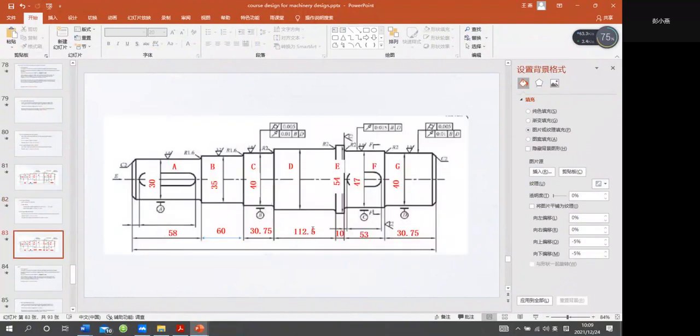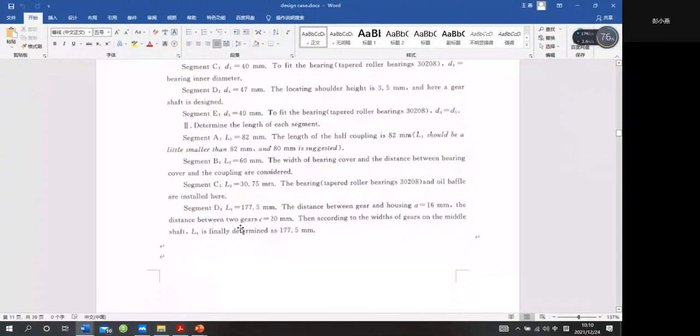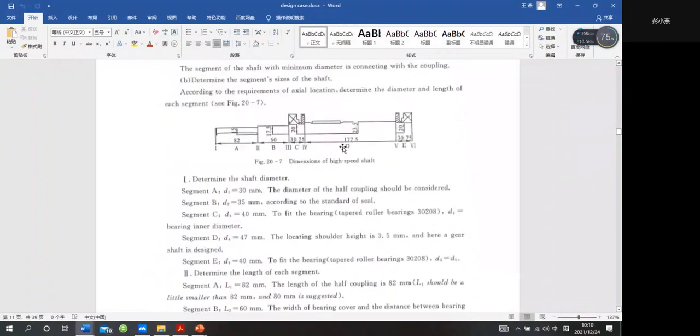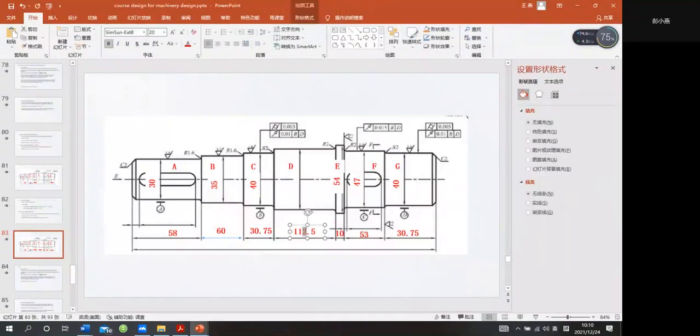And then for this length, because there is not enough data, we don't know the length of segment D. Okay? So we refer to the length in the design case. In the design case, the length L4 is between the two bearings. This should be like that. L4.